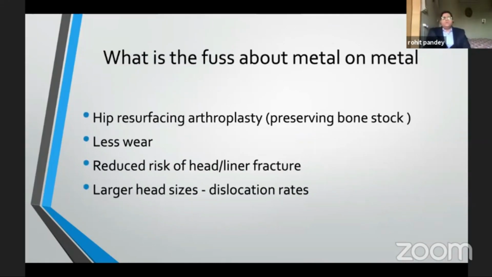So what is the love about this? Why does everybody want a metal on metal? The advantages are that in a hip resurfacing, you can preserve a lot of bone stock. There is less wear as compared to polyethylene. There are reduced chances of head and liner fractures. And you can actually get a larger head, which eventually decreases the dislocation rate.